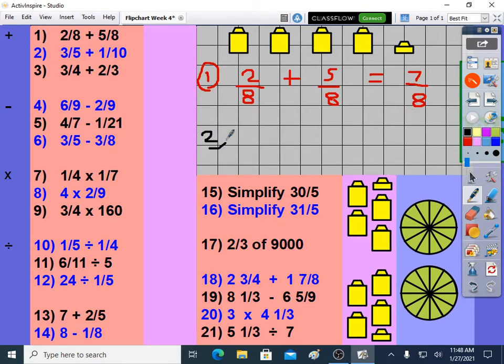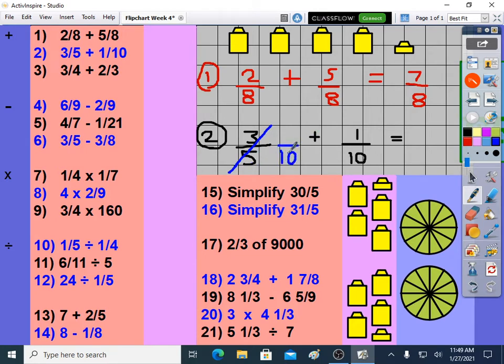Question 2. Adding fractions again, medium level I would say. 3/5, let's write that properly. 3/5 plus 1/10. You should look at this and see a problem. The problem is the denominators are not the same. So I have to make a change. I normally change what looks like the smallest denominator. It's not really.